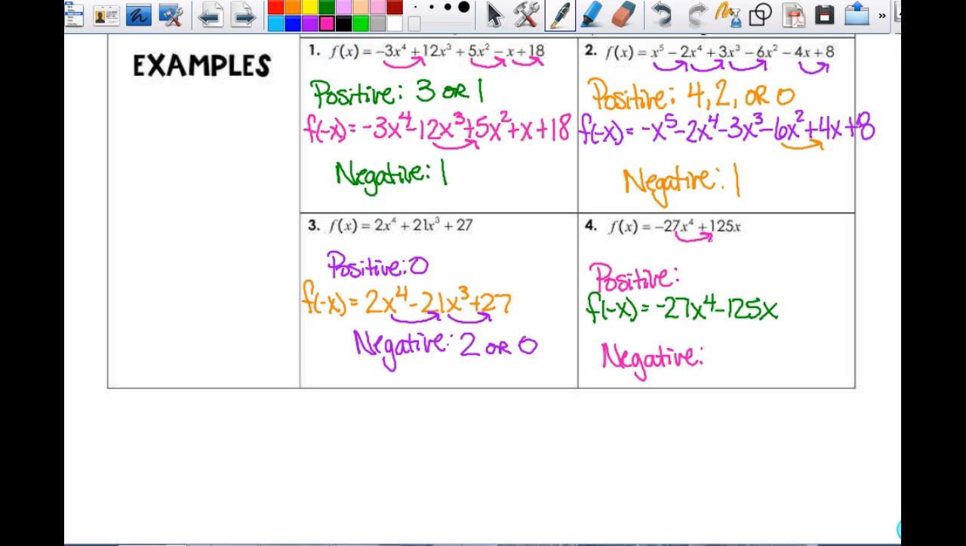How many positives? Exactly 1, right? How many negatives? 0. Okay, we good? Easy enough? All right, so let's see how that can actually help us here. Let's flip over on the back.